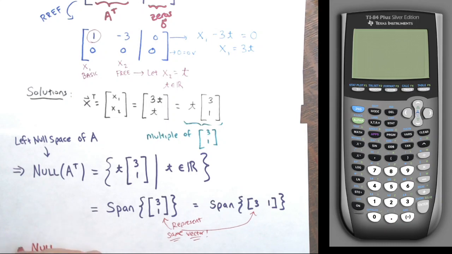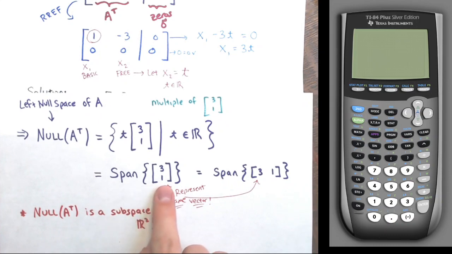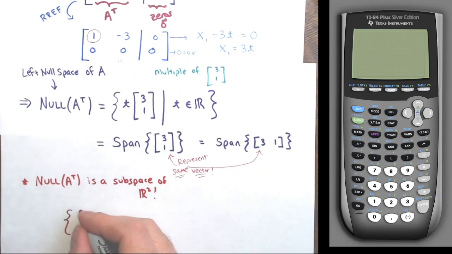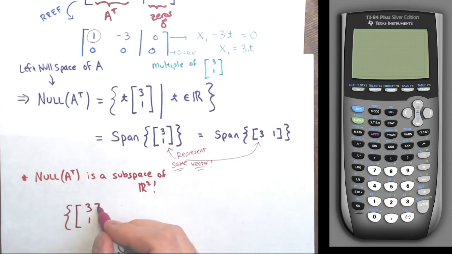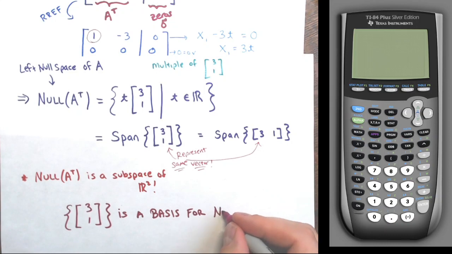We could say that the null space of A transpose, or again this left null space of A, is a subspace of R2. And if you did things correctly, this set that spans the space will also be a basis for the space. But we can double check by looking at it. The set with the vector 3, 1 in it is a basis for the left null space of A, or the null space of A transpose.